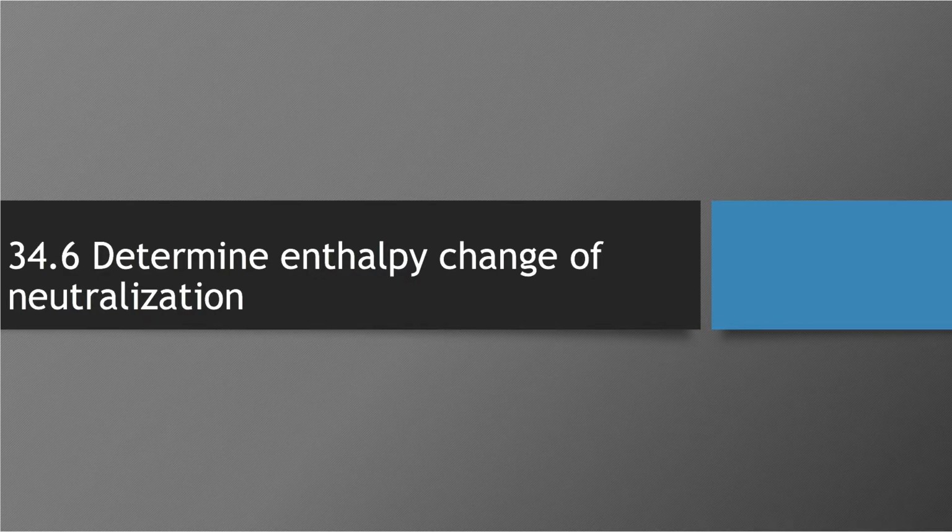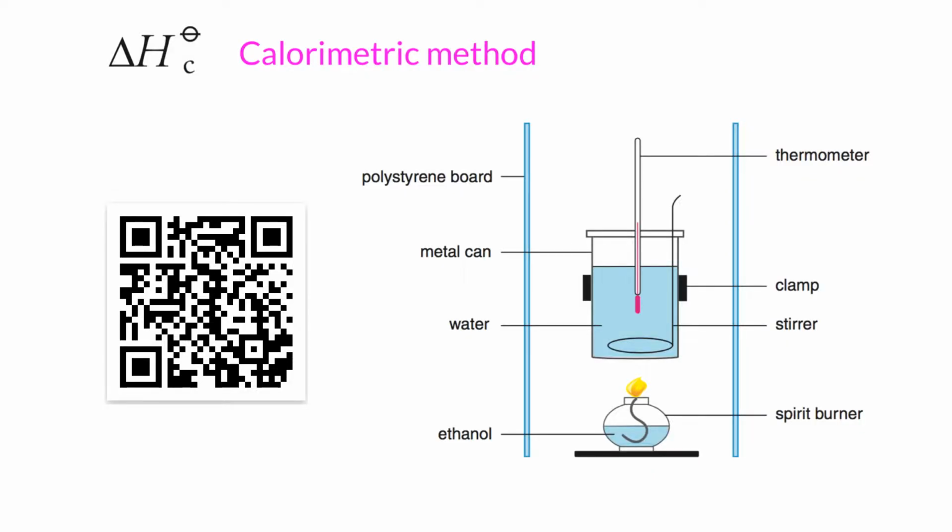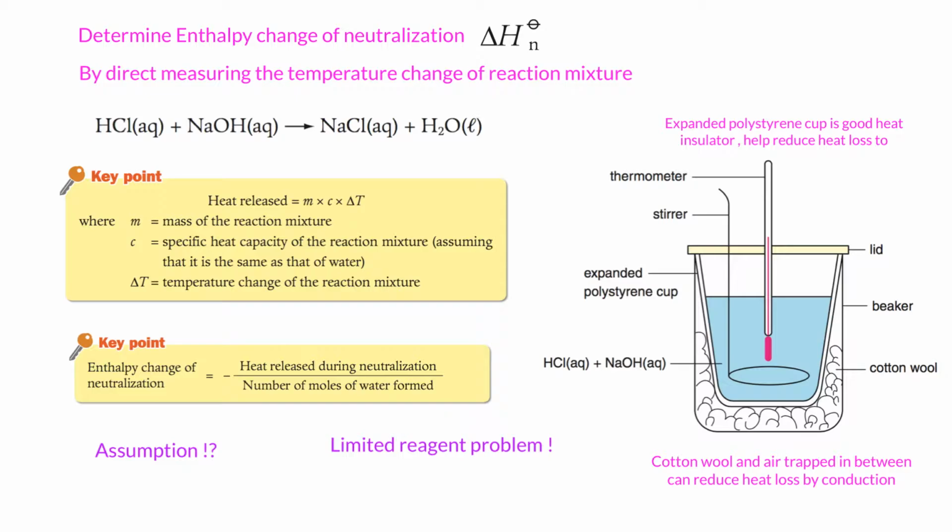In this video we're going to use our calorimetric method to determine the enthalpy change of neutralization. Before that, we'd like to show you a QR code, to show you a calorimeter, how a calorimetric method can be used to determine the standard enthalpy change of combustion. To determine the enthalpy change of neutralization, we'll use the method called direct measuring the temperature change of reaction mixture.